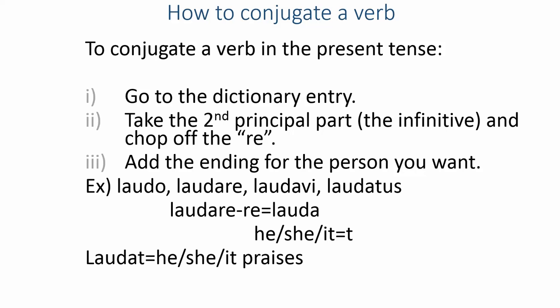So how do we change this ending? Well, we change the ending with a process called conjugating, and this is how to conjugate a verb. You go to the dictionary entry, you go to the second principal part, which is called the infinitive, and you get rid of the RE.